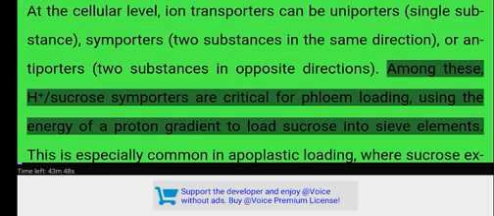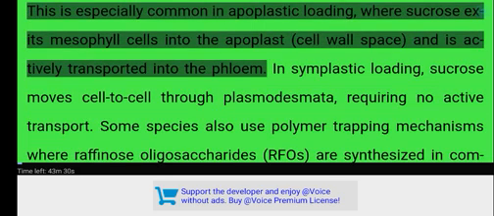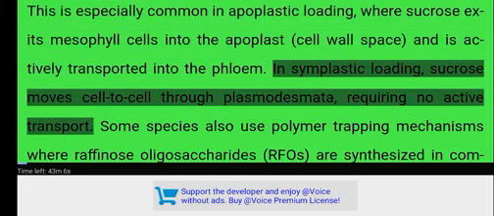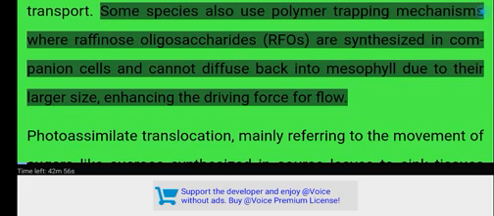Among these, H+-sucrose symporters are critical for phloem loading, using the energy of a proton gradient to load sucrose into sieve elements. This is especially common in apoplastic loading, where sucrose exits mesophyll cells into the apoplast, the cell wall space, and is actively transported into the phloem. In symplastic loading, sucrose moves cell to cell through plasmodesmata, requiring no active transport. Some species also use polymer trapping mechanisms where raffinose-family oligosaccharides (RFOs) are synthesized in companion cells and cannot diffuse back into mesophyll due to their larger size, enhancing the driving force for flow.